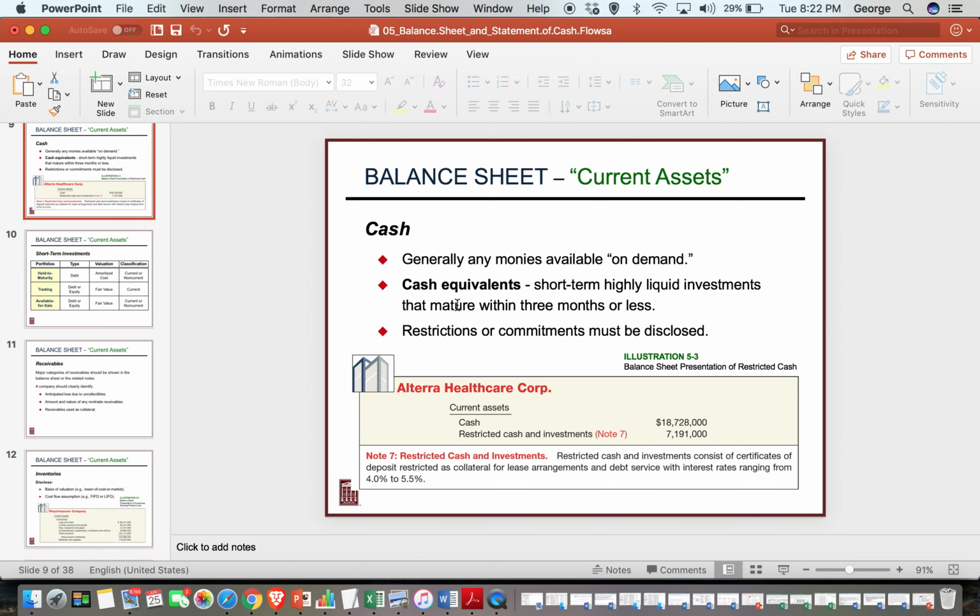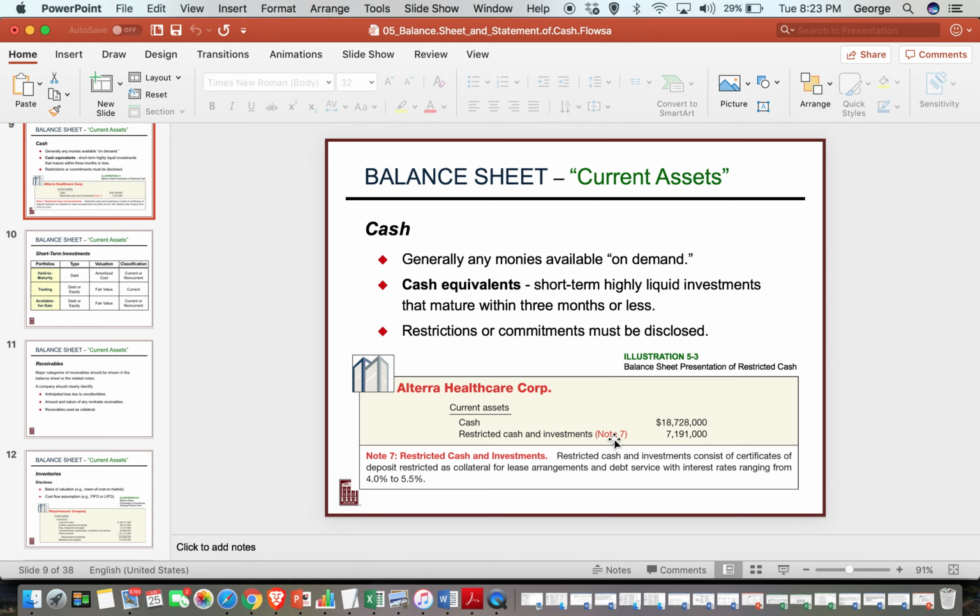So balance sheet, cash, generally any money available on demand that we can use and spend and buy something. Cash equivalents are something I can turn into cash within 24 hours. So short-term, highly liquid investments, like maybe trading stock that I can convert to cash very quickly. Restrictions or commitments must be disclosed.